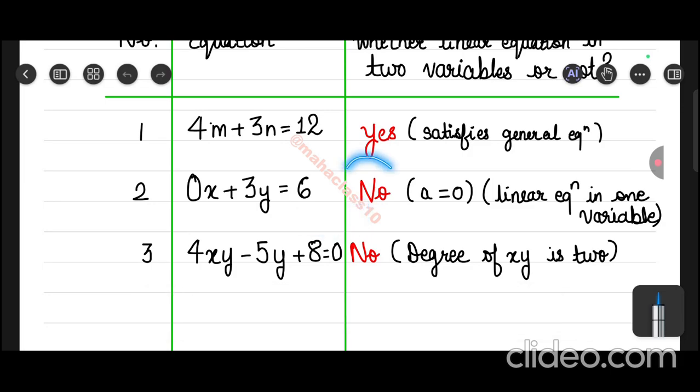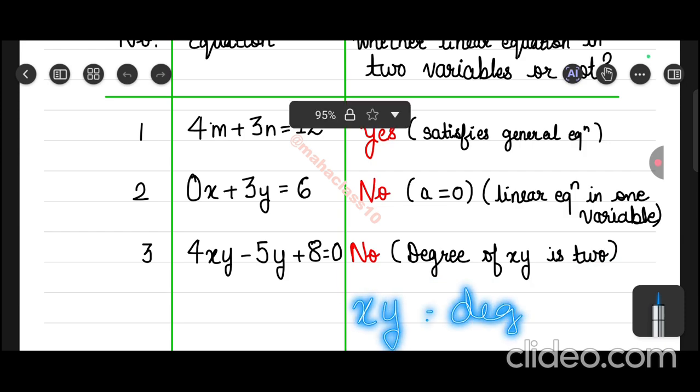The answer is no. Why? Because the coefficient of x is 0. So this reduces to a linear equation in one variable. Now third equation, we have 4xy minus 5 plus 8 equals 0. Is this a linear equation in two variables? The answer is no. The reason is the degree of xy is 2. The variables x into y give us degree 2.